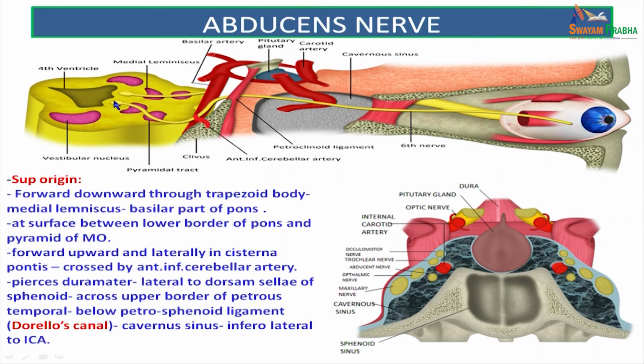So, the abducent nerve passes forwards through the trapezoid body, the medial lemniscus and the basilar part of the pons. At the surface of the lower border of the pons, which is related to the pyramid of the medulla oblongata, it exits out and is in the cisterna pontis, where it is crossed by the anterior inferior cerebellar artery. Here it pierces the dura mater lateral to the dorsum sellae of the sphenoid.